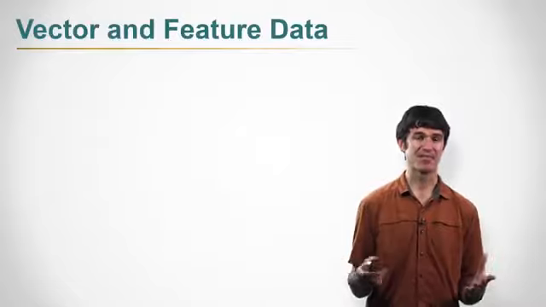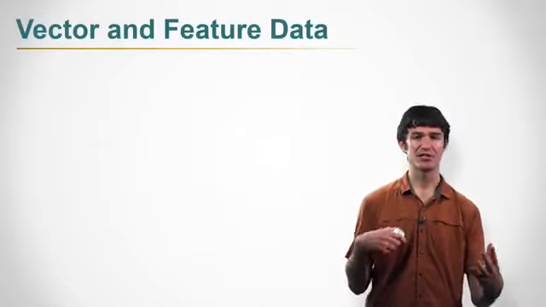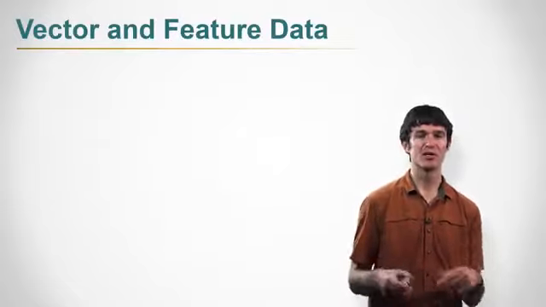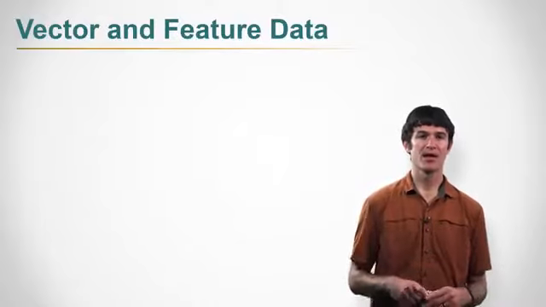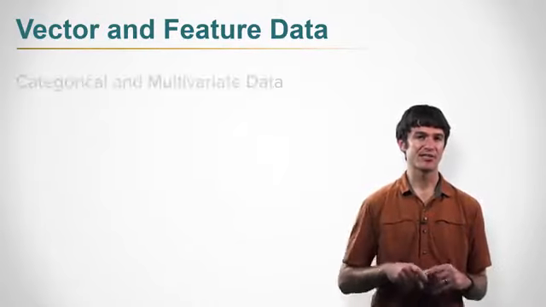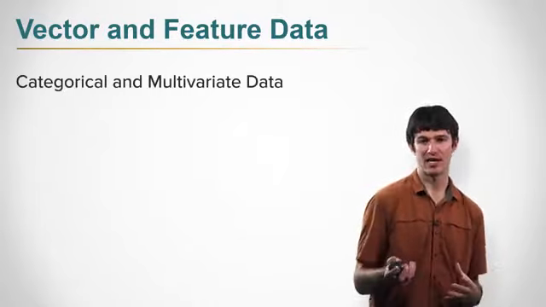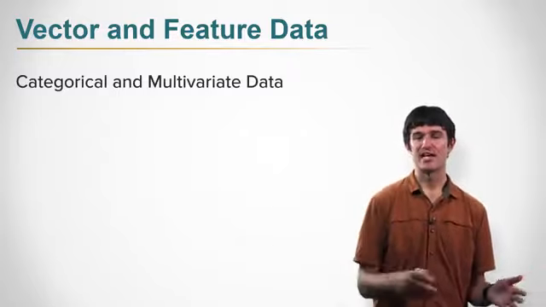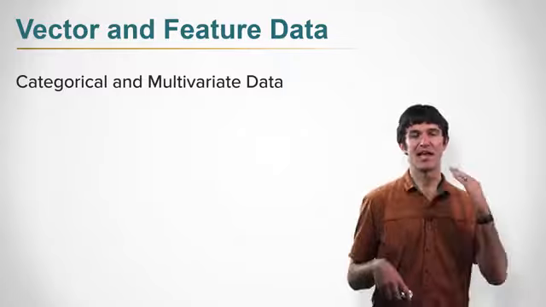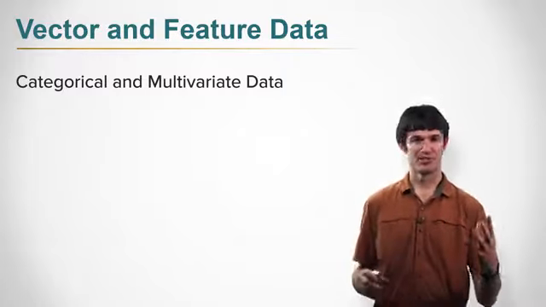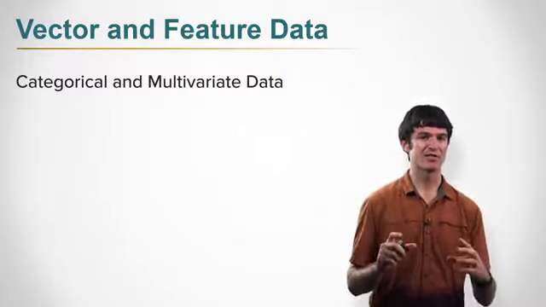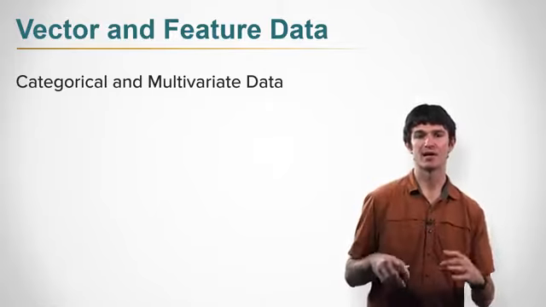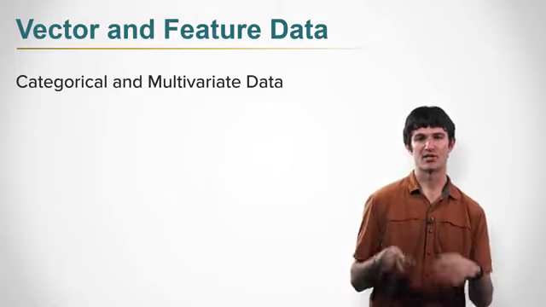Vector and feature data. Vector and feature is relatively interchangeable, so you can call it either one of those. The key defining characteristic here is that it's categorical data. It's not numbers 1 through 5 with decimal places. It's land, sea, ocean, that kind of stuff. Descriptive characteristics are the primary way that you would use vector data.